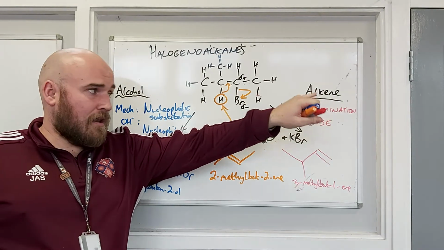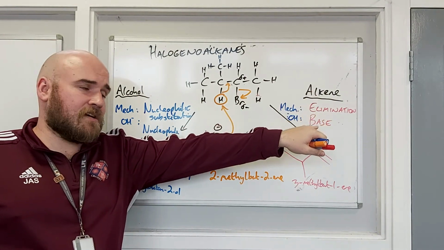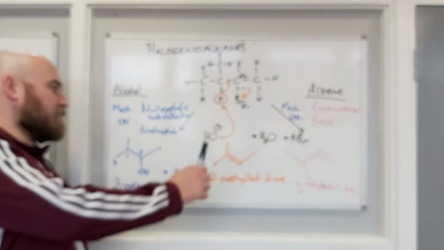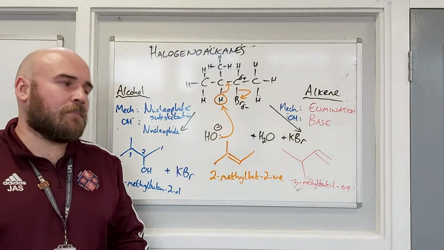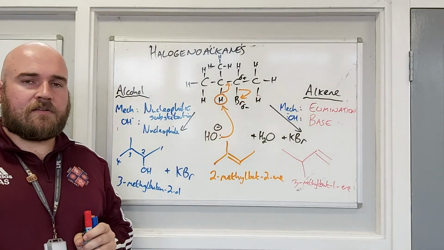So again, base elimination, or just elimination. With hot ethanol, you get a lot of base elimination happening with your hydroxide ions. With warm aqueous, you tend to end up with more substitution, although you will still end up with a little bit of elimination with it dissolved in hot ethanol.